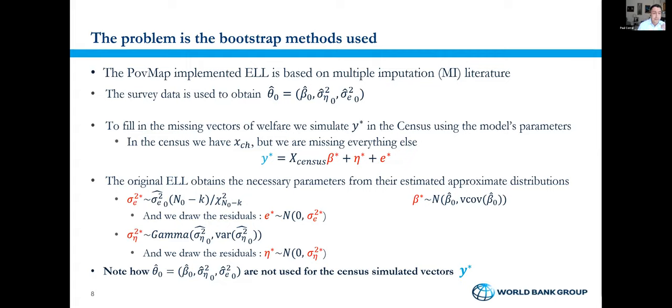From the simulated vectors of welfare, roughly 100 for a given area, the mean across the population is taken as the point estimate, and the variance is used as the noise estimate. Notice that under ELL, there is an assumed approximate distribution for the random location effects. However, this is not available in van der Weide's method, right? When I say the assumed approximate distribution for the random location effects, I mean this sigma eta here at the bottom. I hope you can see me scribbling there.